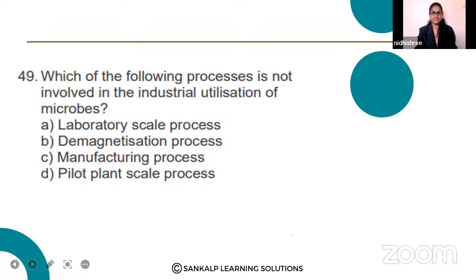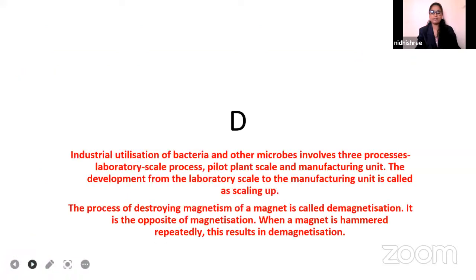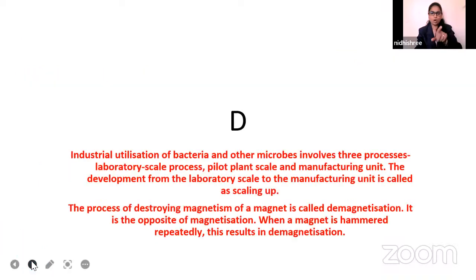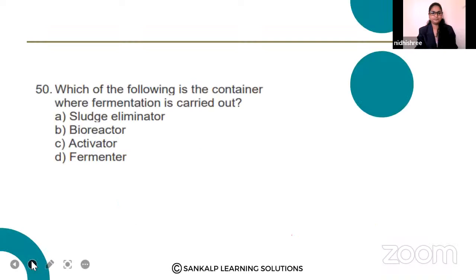We have to use our common sense here. Laboratory scale process, manufacturing process, pilot plant scale process, all these processes are involved in industrial utilization. Demagnetization is not related to microbes in any way. Demagnetization means removing the magnetic quality from a thing, right? The process of destroying magnetism of a magnet is called demagnetization. So the right answer here is option B.